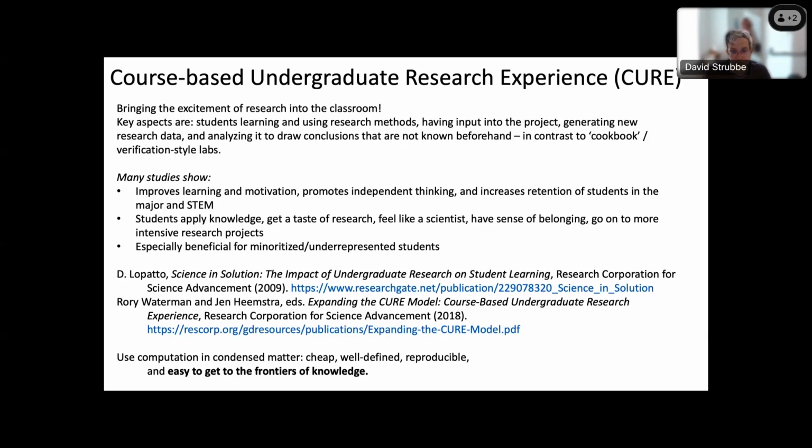So two nice freely available resources that one can read about CUREs are these two that I have down here, both of which come from the Research Corporation for Science Advancement. They are ebooks that talk about both what the studies are on CUREs, as well as some practical tips on how you can actually design one yourself.